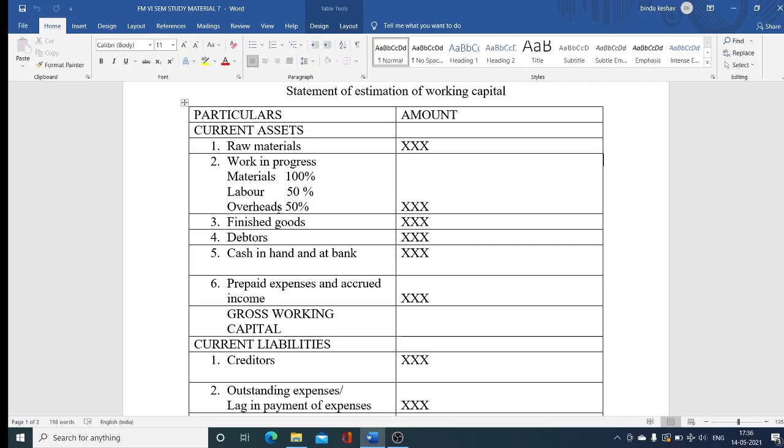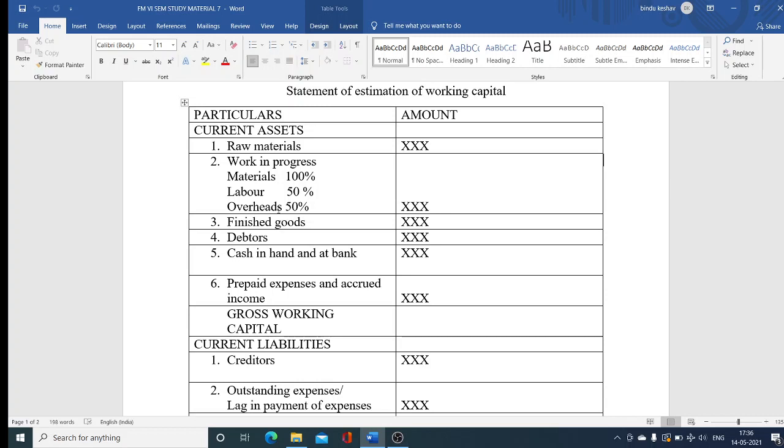Then we have finished goods, wherein the stock of finished goods is found out based on the cost of production. And we have debtors, wherein the value of debtors will be found out based on the cost of sales and not on sales. Now why is it not on sales? While preparing the accounts we follow the convention of conservatism, so we do not take into consideration the profit.